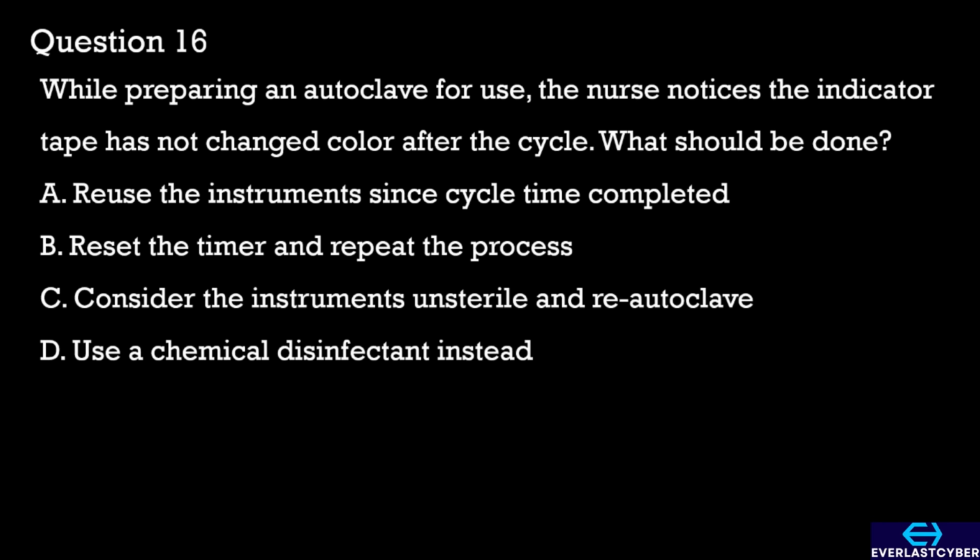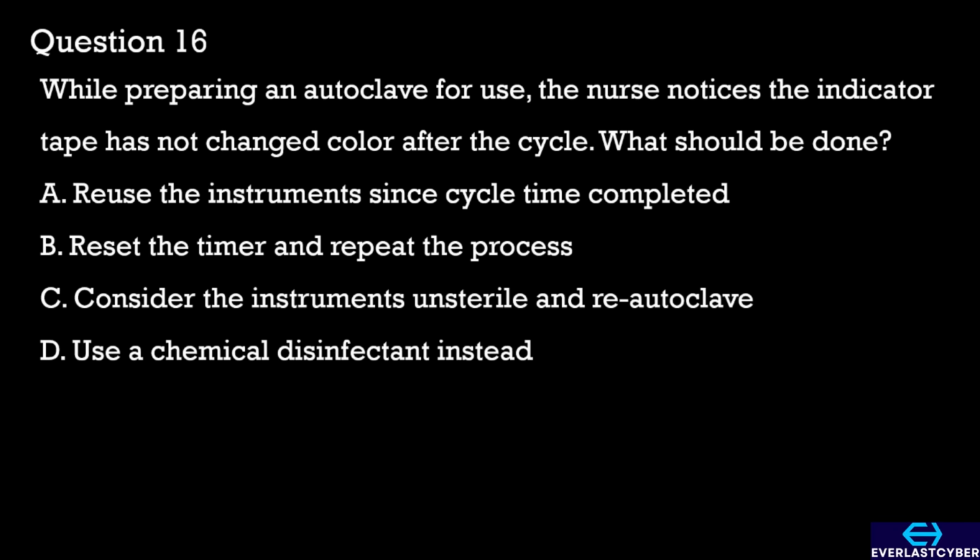Question 16. While preparing an autoclave for use, the nurse notices the indicator tape has not changed color after the cycle. What should be done? A. Reuse the instruments since cycle time completed. B. Reset the timer and repeat the process. C. Consider the instruments unsterile and re-autoclave. D. Use a chemical disinfectant instead.